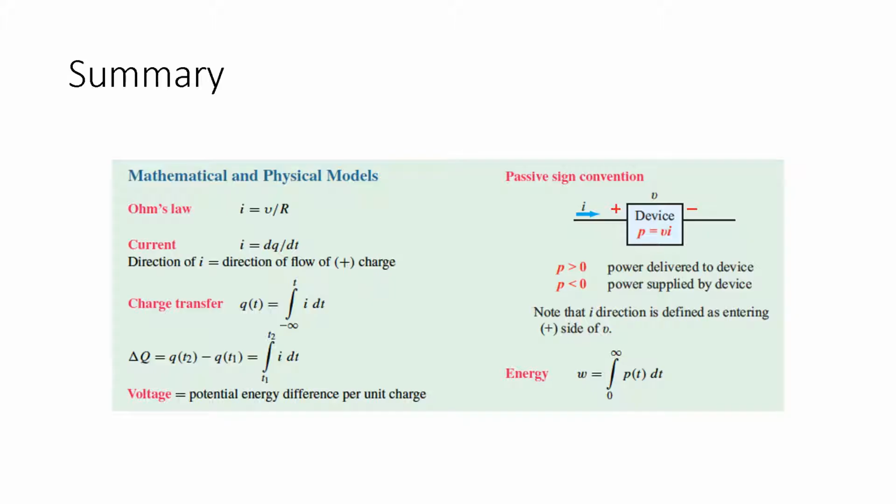And then finally, we have the equation for energy. W is the integral from 0 to infinity of p(t). We're going to go more into that in the future when we're calculating different energies, and it's very useful for calculating heat in circuits and how to do thermal placement later on.